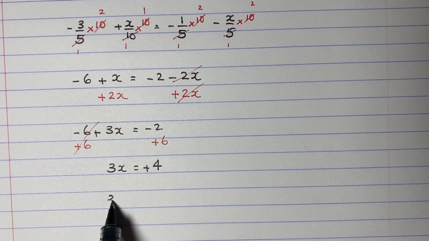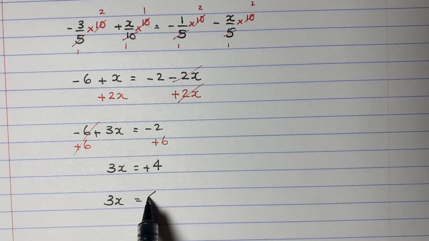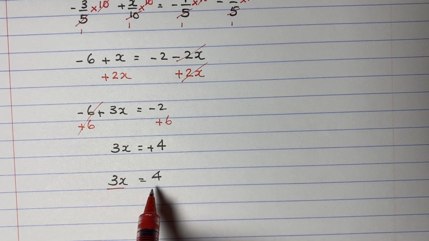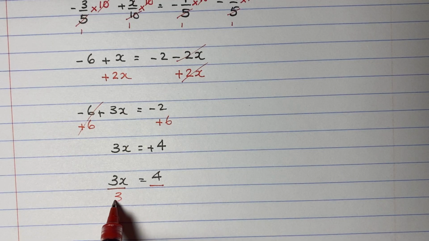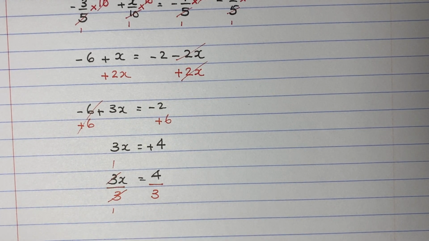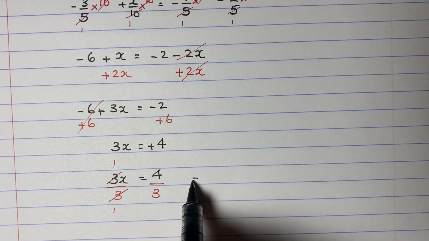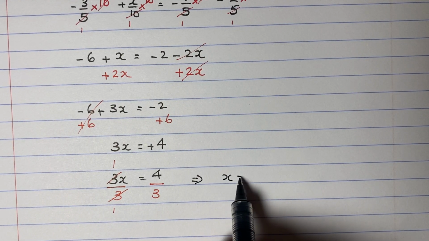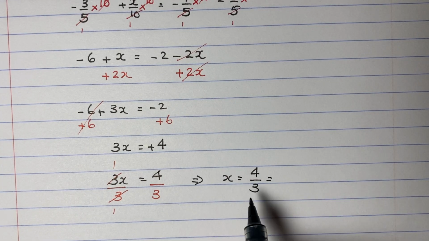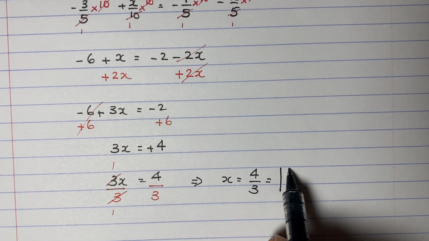Final operation is to divide both sides by 3. 3x means 3 times x, divide both sides by 3. So x equals 4/3, which is top heavy, 1 and 1/3.